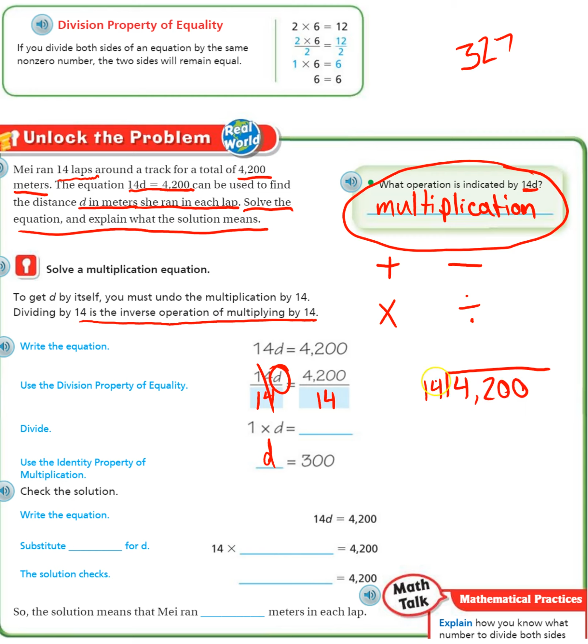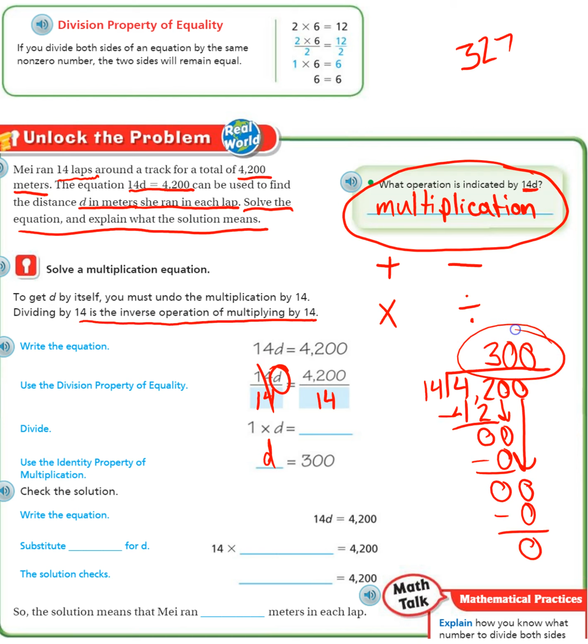Okay, 14, closer to 10. I'm going to say about 3 times. Let's check. Let's see if it'll go in 3 times. 3 times 4 is 12. Yeah, it goes in perfectly 3 times. 3 times 14 is 42. Subtract gives me 0. Bring down. 14 goes into 0, 0 times. 0 times 14 is 0. Subtract gives me 0. Bring down the last 0. 14 goes into 0, 0 times. 0 times 14 is 0. Subtract gives me 0. Nothing left to bring down. And I got a nice round number.